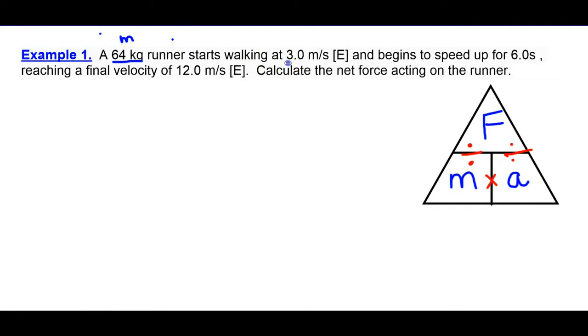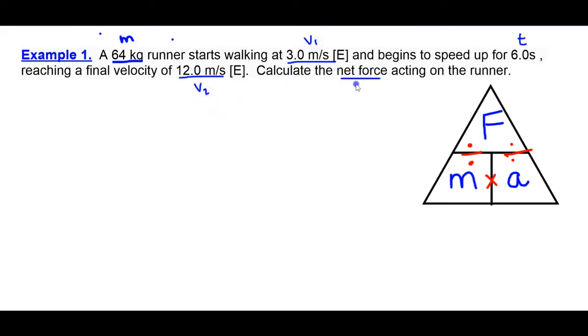Okay. They've given us 3 meters per second. This is our velocity. It begins to speed up for 6 seconds. This is time. And our final velocity, here's another velocity they gave us. So now that we have two velocities, we have to establish which one's 1 and which one's 2. So this one's our 1, this is our final, so it's a 2.